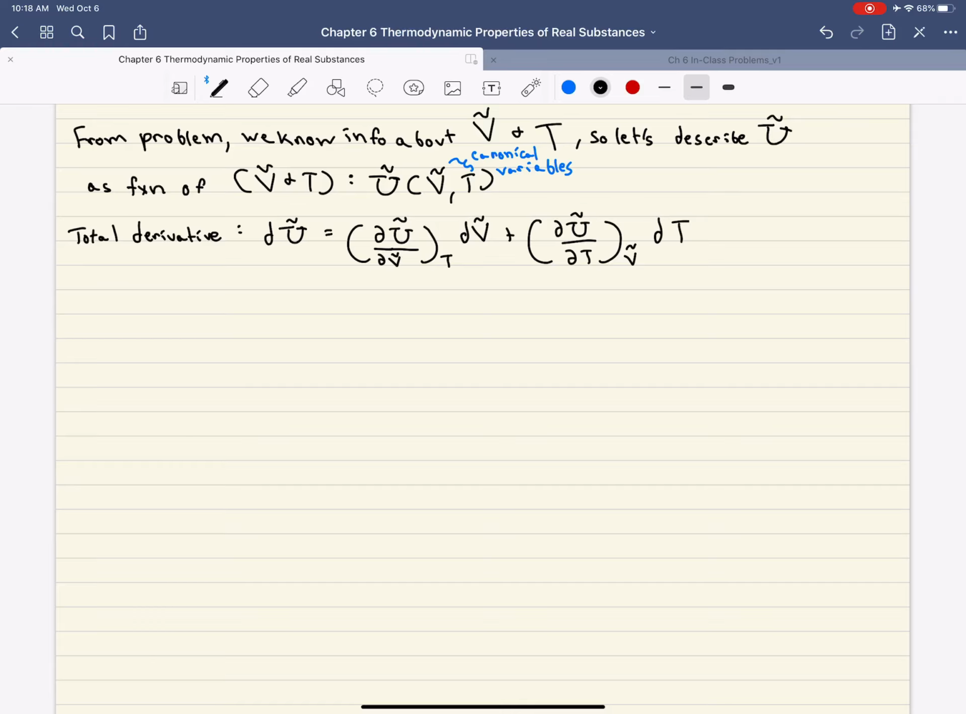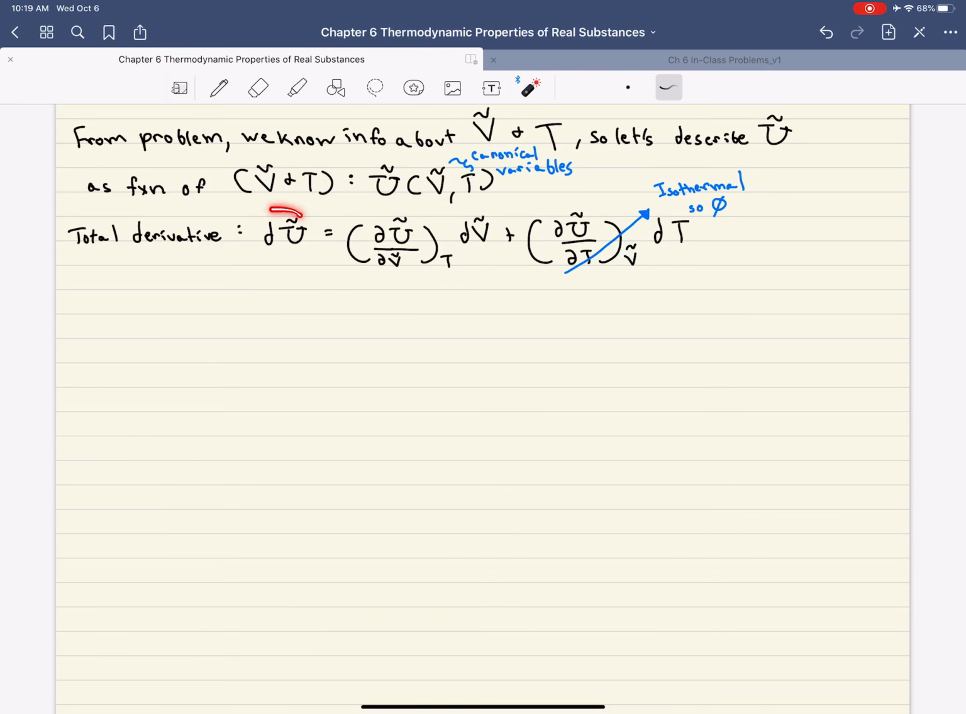Okay? Now that we wrote out the math, let's start applying the context of the problem, the physics of the problem. All right, so in our problem, we're doing an isothermal compression, right? And so if the system is isothermal, that means that the changes in temperature are 0. So the second term on the right-hand side is going to go to 0. Okay? And so what we're left with is just this first term in our total derivative.